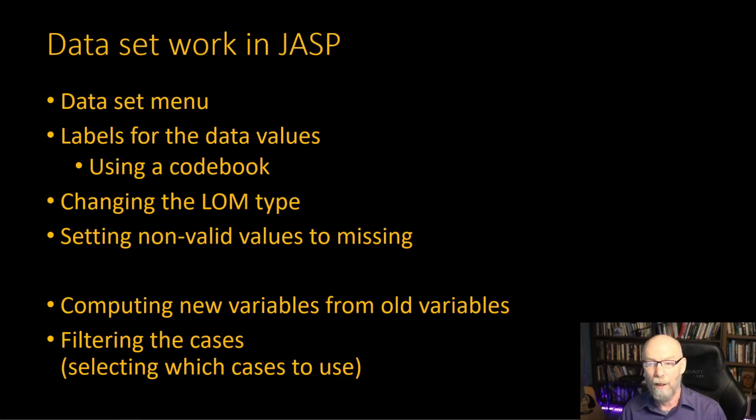Now, what we've done here is we've seen how we use the dataset menu, how we can label the data values for particular kinds of variables that have code numbers instead of counts, and how to use the codebook to find that information.